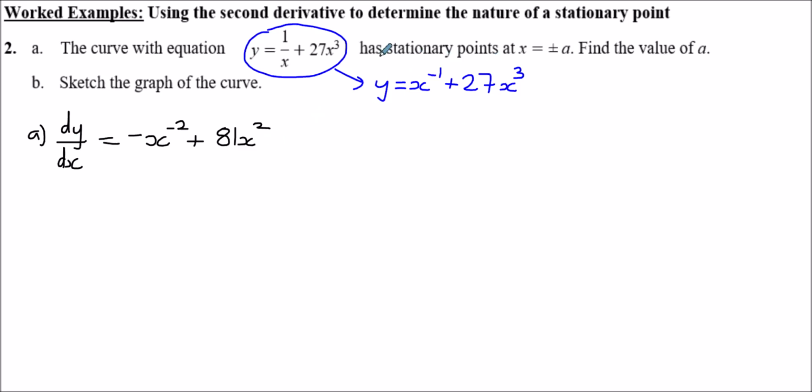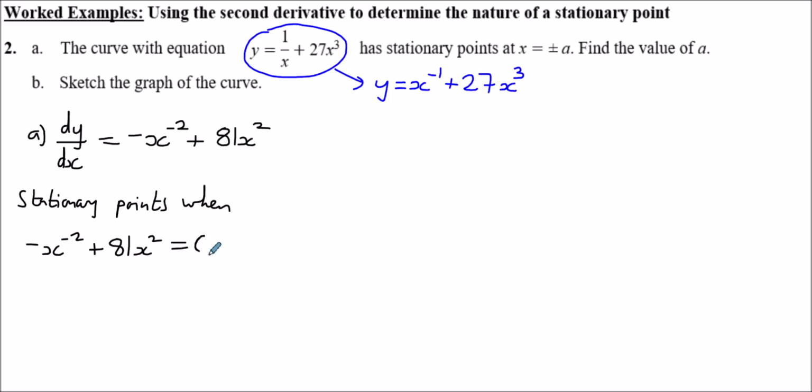So we want to find the stationary points. So this is going to be a stationary point when the gradient function is equal to 0. So stationary points are when this is going to be equal to 0. So minus x to the power minus 2 plus 81x squared equal to 0. This is a bit of a weird one to solve. This isn't an equation type you see very often. What I'd suggest doing is just multiplying everything by x squared.